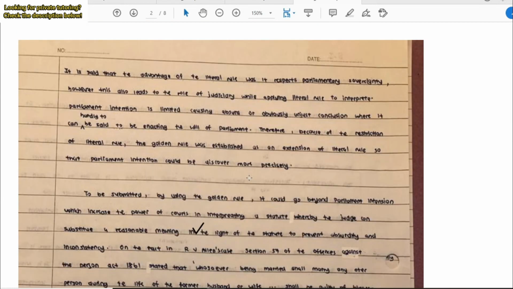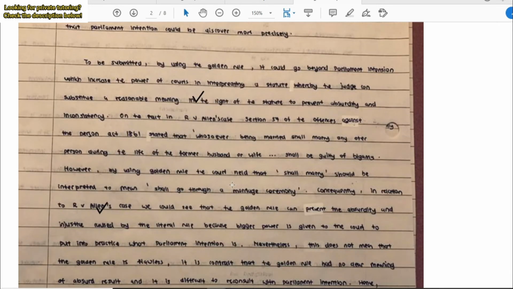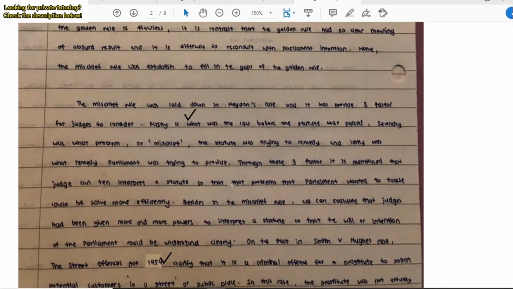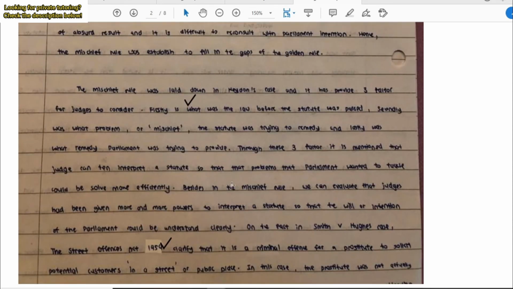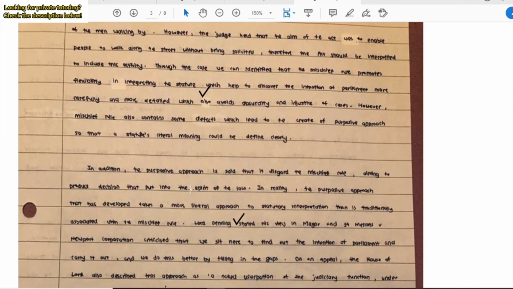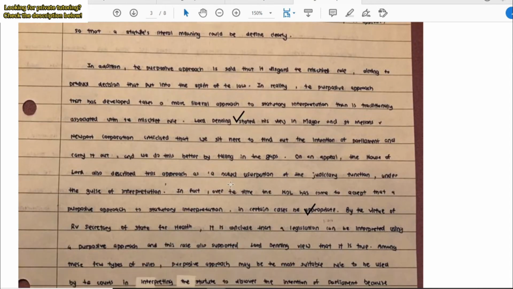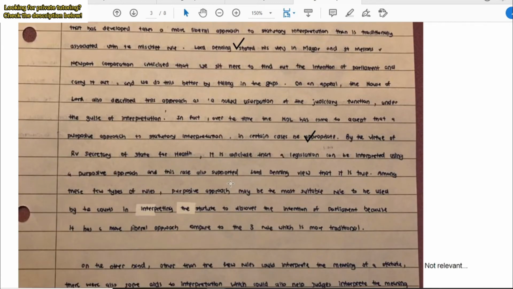And then, what is this? Oh, here is still the golden rule. And you can see the mischief rule. Wow, it's a lot, almost 3 pages worth again. Then finally here you get to the purposive approach.